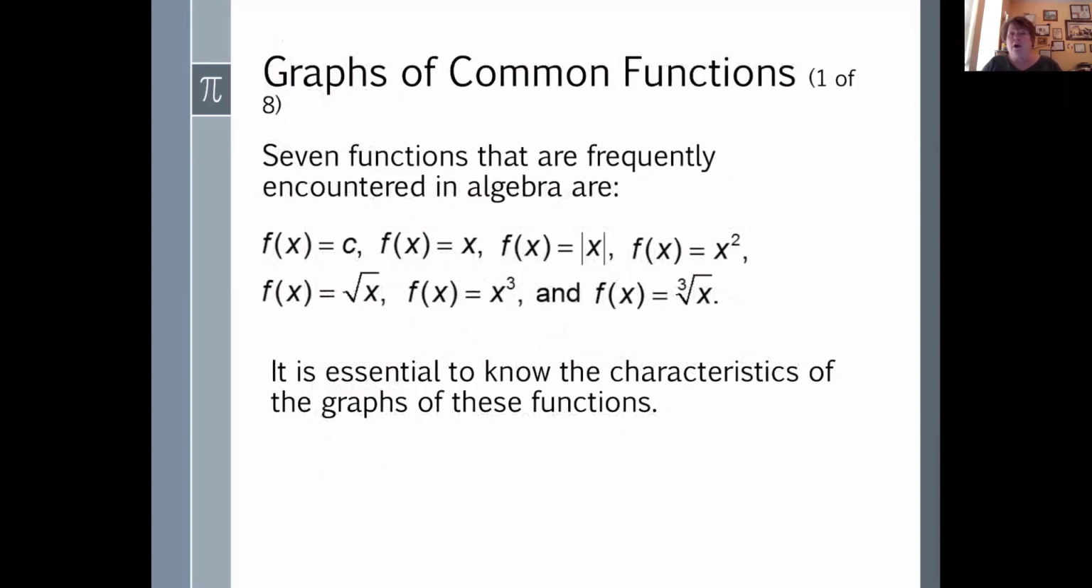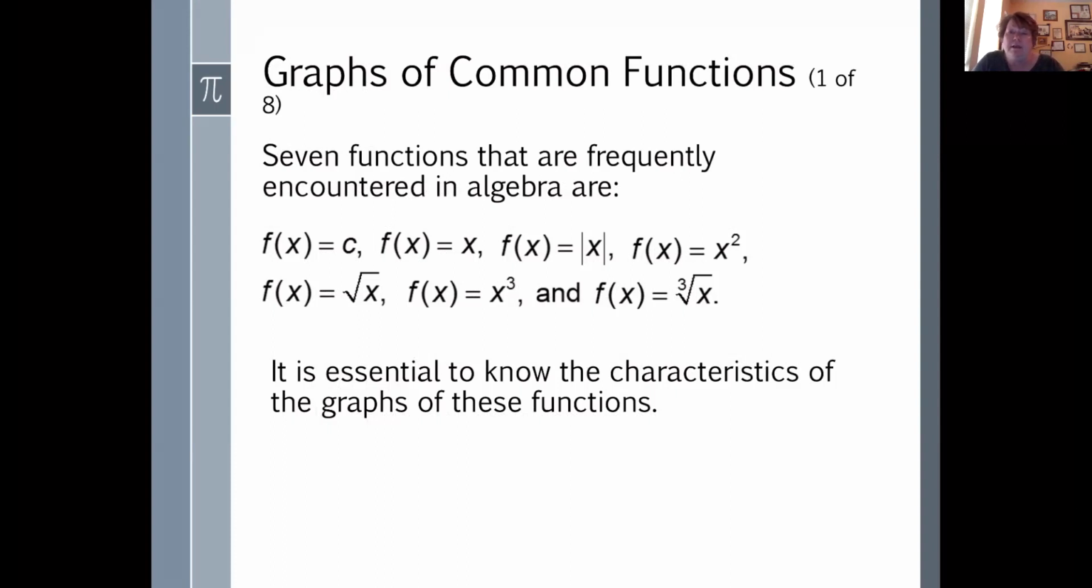All right, so here are the 7 functions that are frequently encountered in algebra. The first function is the constant function, f of x equals c. C is a constant. The second function is the standard linear function, f of x equals x. The third function is the absolute value function. The fourth is the standard quadratic, f of x equals x squared.